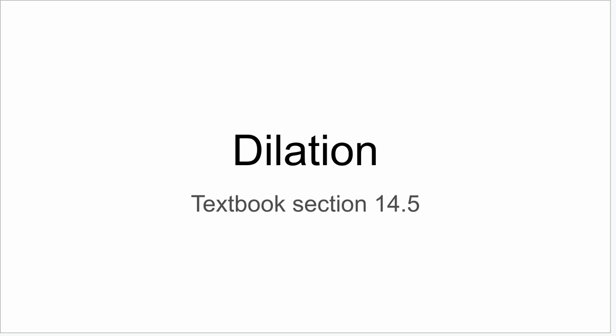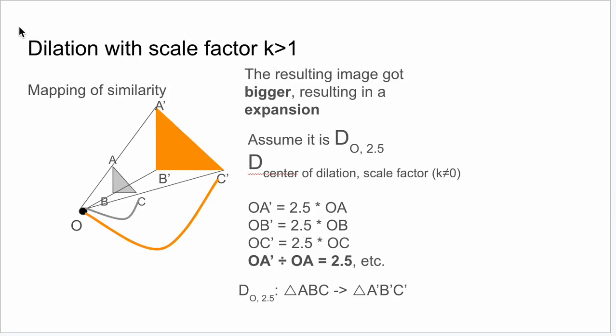A dilation is a mapping that creates similar shapes. So the shape resulting is not necessarily congruent to the original shape, but the angles are congruent and sides are proportional. So this is a dilation right here. It maps triangle ABC to A prime B prime C prime.